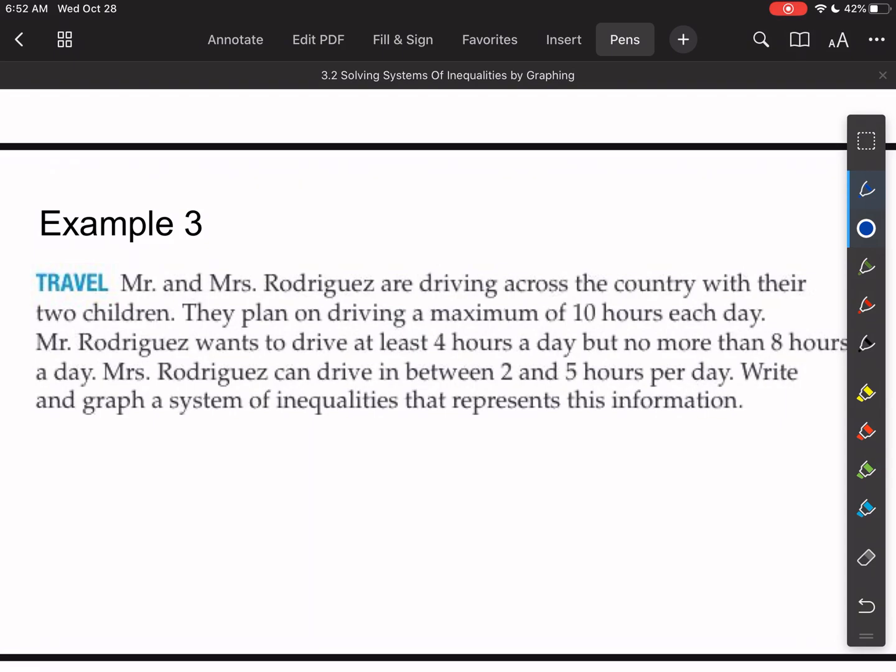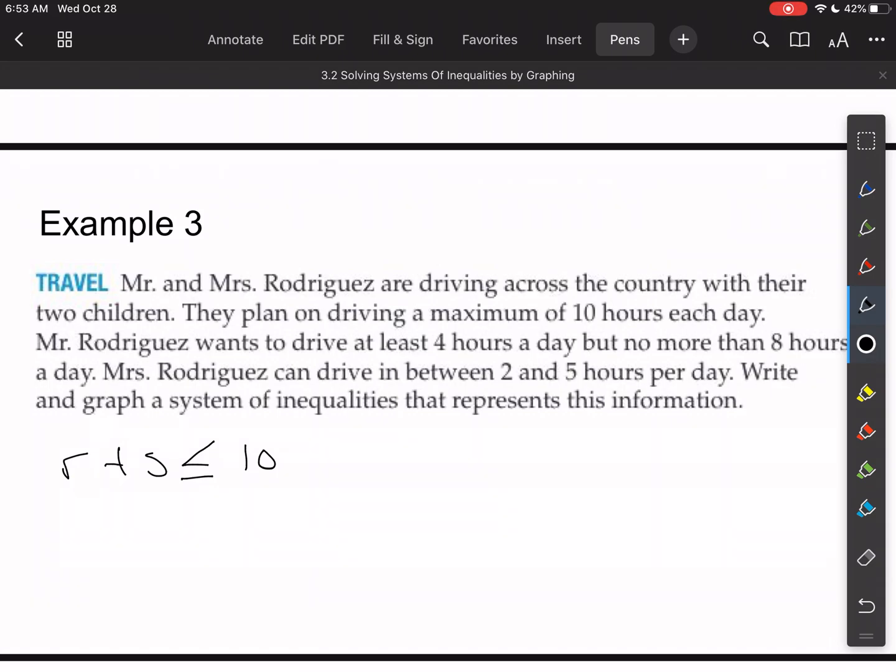So we know that together, the two of them plan on driving 10 hours a day. So let's start with making an inequality about that. So Mr. and Mrs., let's just call it R and S. So we can say that R plus S is going to be less than or equal to 10 hours. Okay, that represents both of them.